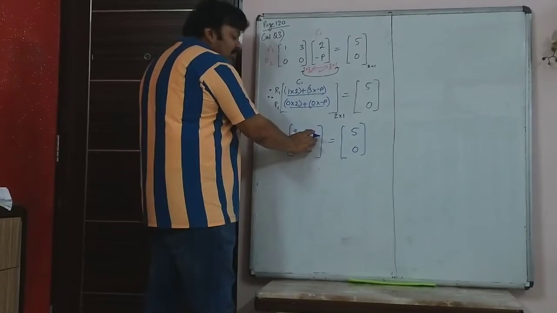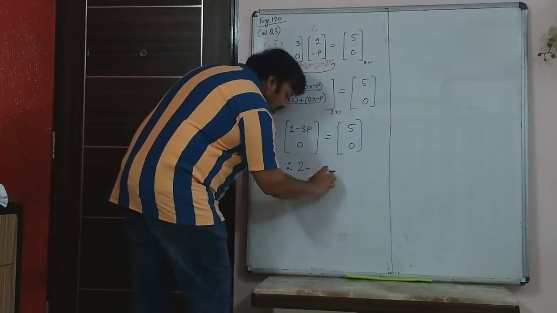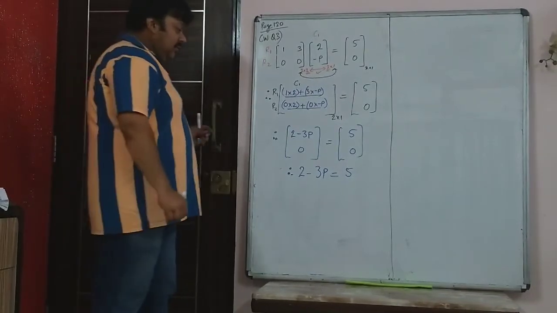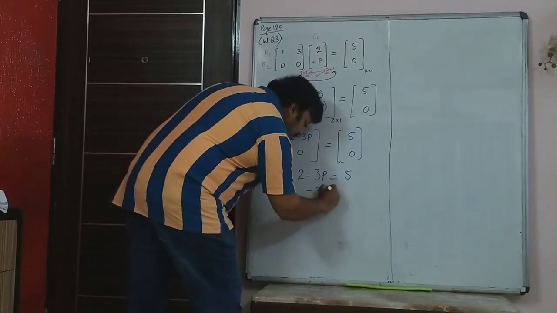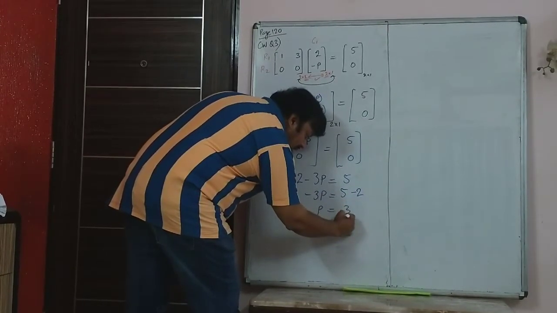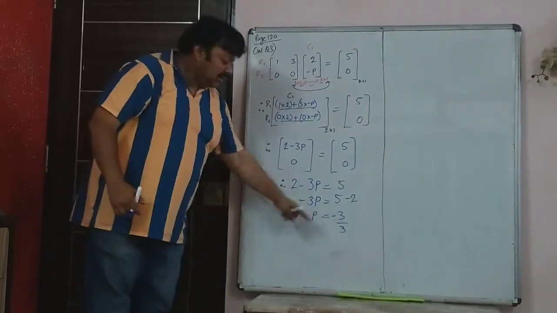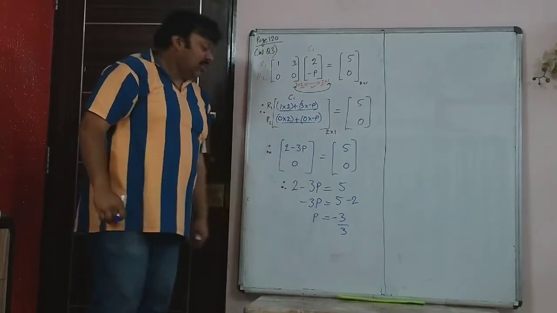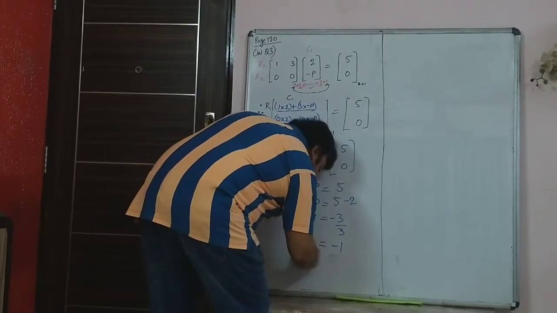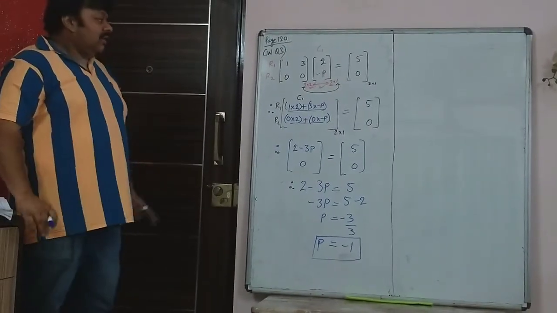This means 2 minus 3P is equal to 5. So you have 2 minus 3P is equal to 5. So you get minus 3P is 5 minus 2, or P is 3 upon minus 3. You have to account for the minus sign. So 3 upon minus 3, which is minus 1. So your answer for P is minus 1. That's the final answer. Nothing more is asked.